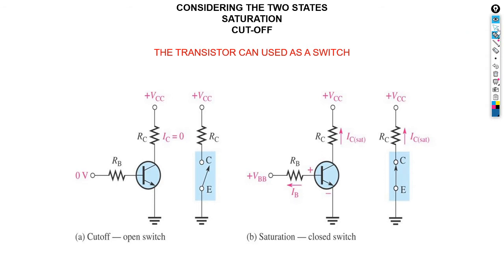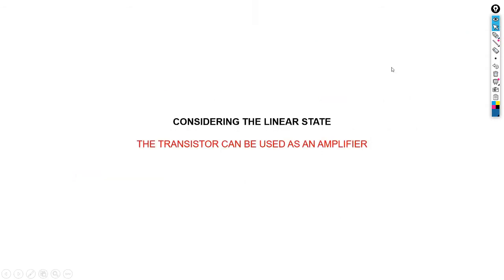Another thing we can look at is the linear state. When our transistor is in the linear state, we can use it as an amplifier. What do we mean by an amplifier? That's our BJT amplifier, which is your chapter 6. It's all about the BJT amplifier, the application of your transistor when it's in the linear state. So let's have a look.